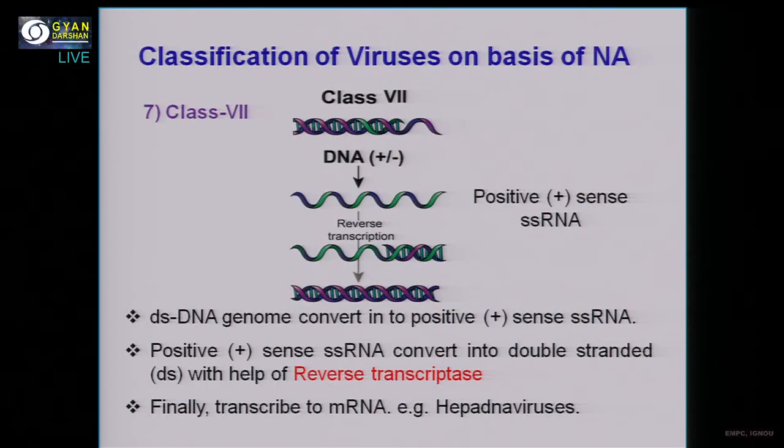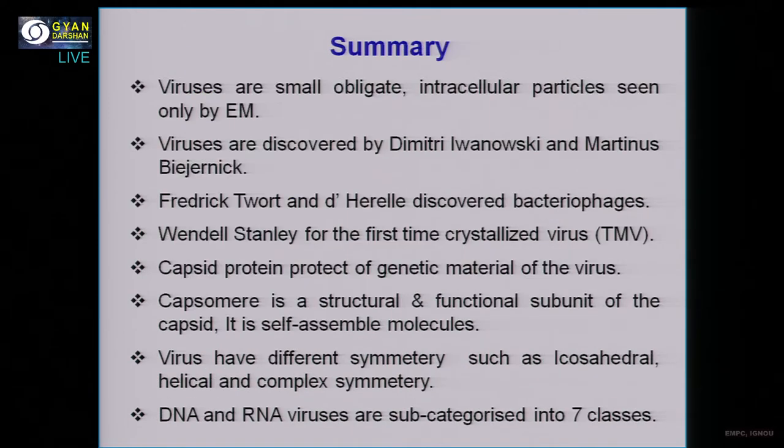Another is the class 7th type of viruses. In this case, the double stranded DNA genome is transcribed to a positive sense single stranded RNA. The RNA is converted into double stranded DNA with the help of reverse transcriptase, and finally transcribed to messenger RNA. The best example of this group of viruses is hepatitis viruses.